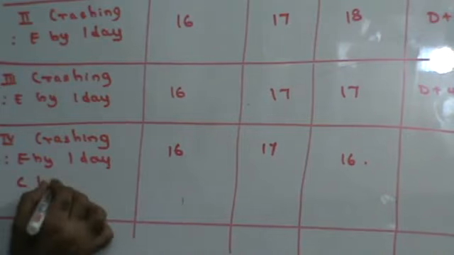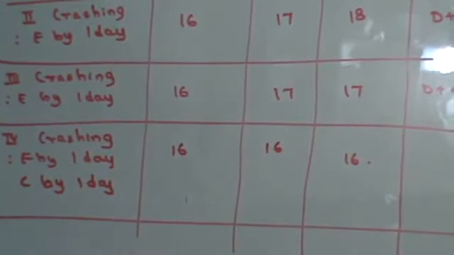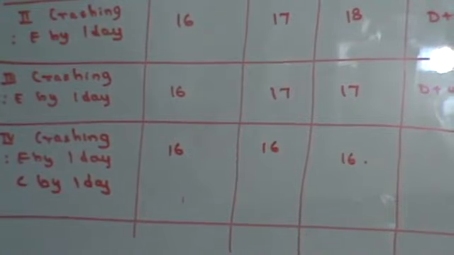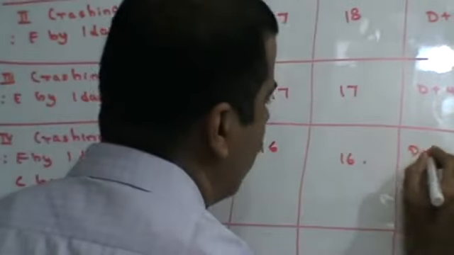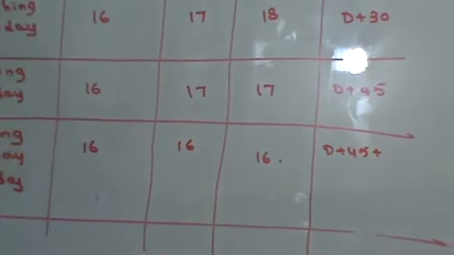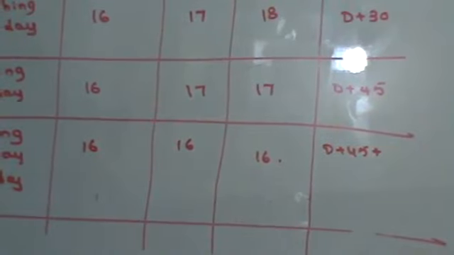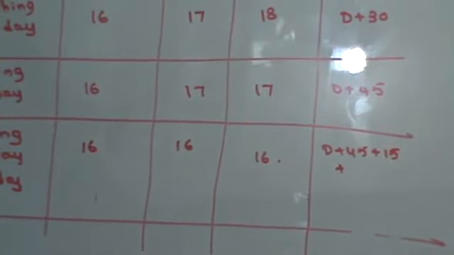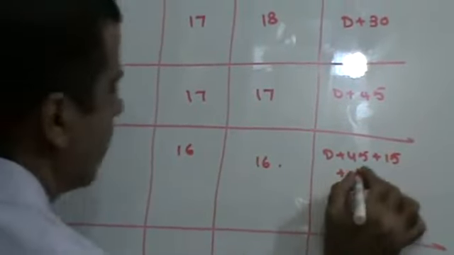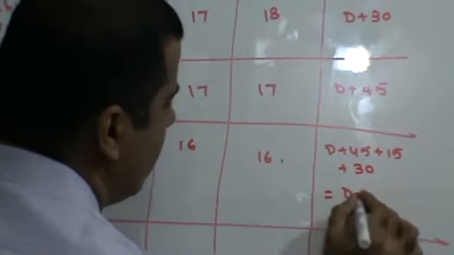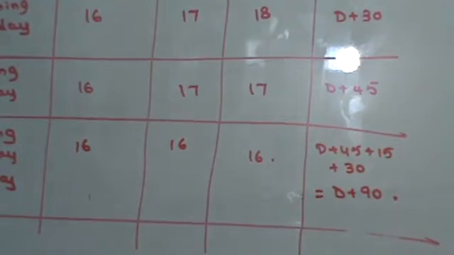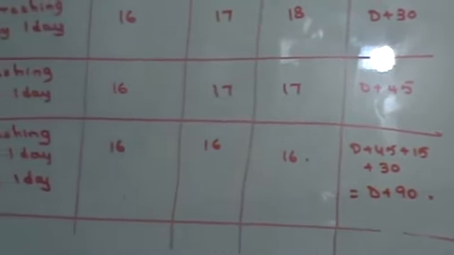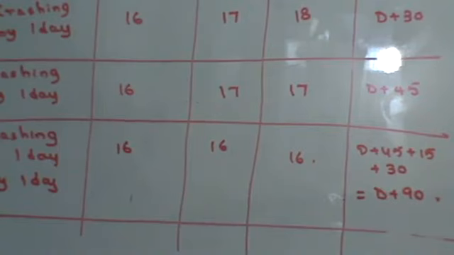So I'll crash C by 1 day. If I crash C by 1 day, this becomes 16. I was forced into crashing C so that my critical path does not change. Now D plus 45 is already your cost. To crash E, the cost is 15 rupees. Plus to crash C, your cost is 30 rupees. So this will become D plus 90. So after my 4 crashings of E, the cost will become D plus 90.